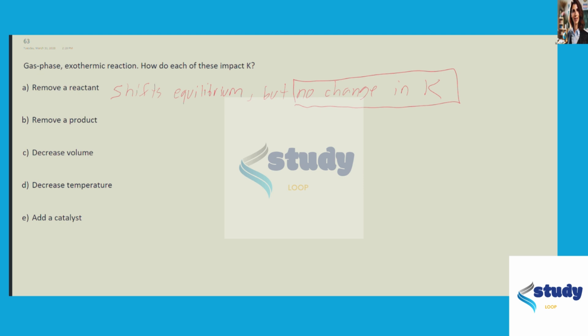Likewise, removing a product would invoke Le Chatelier's principle, but you still would see no change in K, as it is an equilibrium constant.